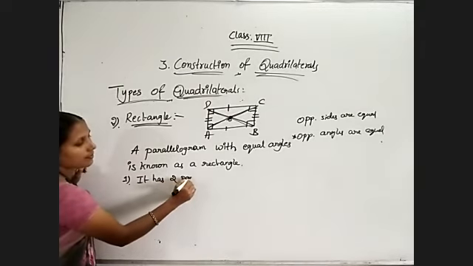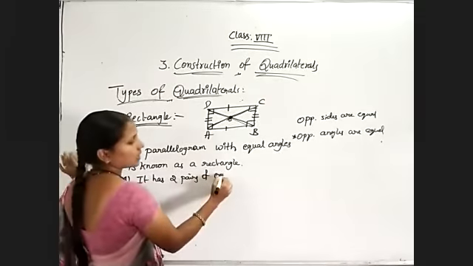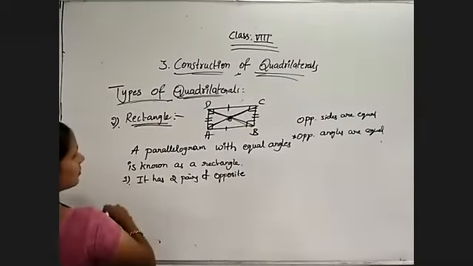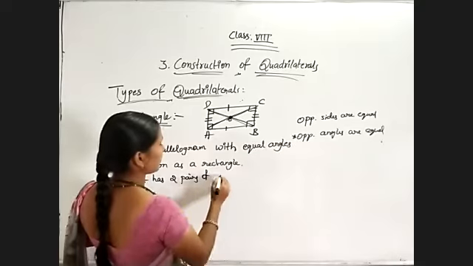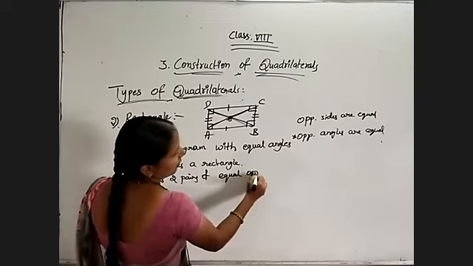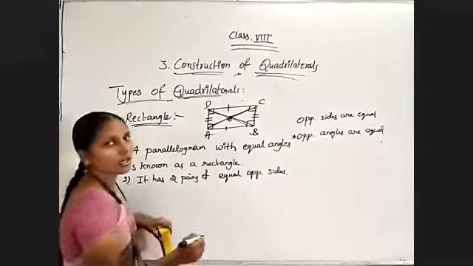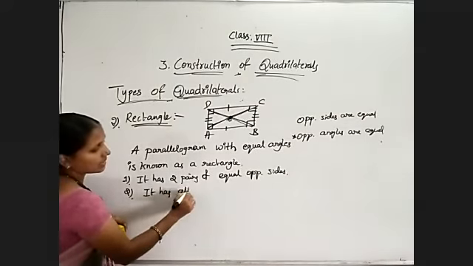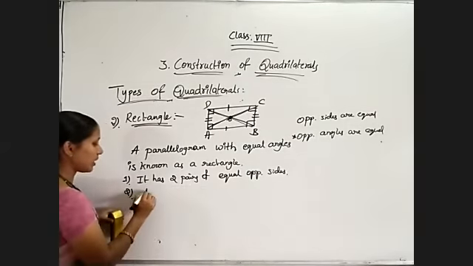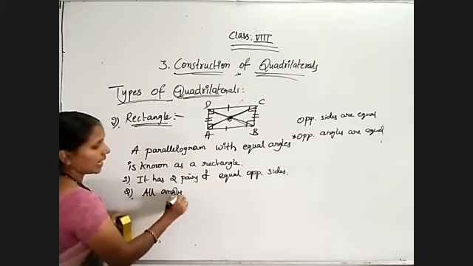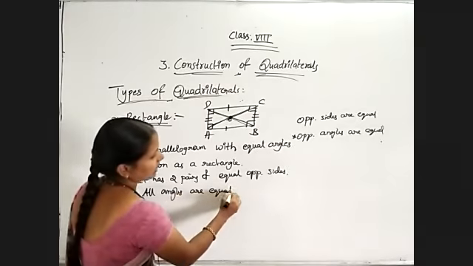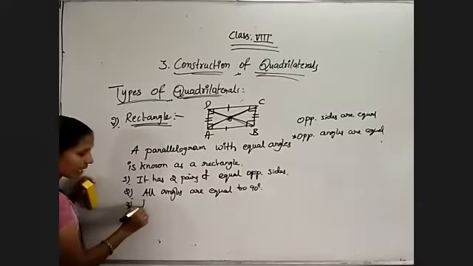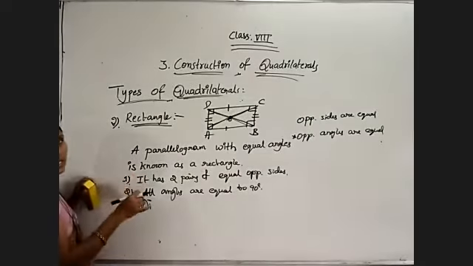Its properties are given as follows. It has two pairs of equal opposite sides. This is a similar property for a parallelogram and a rectangle. And second, it has all angles equal. All angles are equal to 90 degrees. And adjacent angles we need not mention here. So diagonals we will see. First sides, next angles, next diagonals.